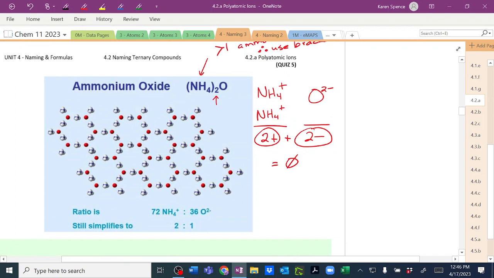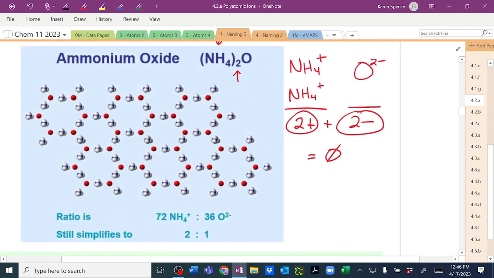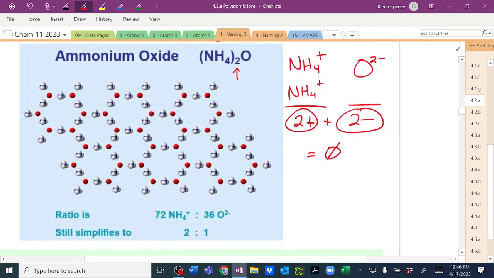And here we have my best attempt at showing a 2D representation of the crystal lattice. I actually went through and cut and pasted each one of these individual little ions and pasted them together so that we had 72 NH4s for every 36 O2s, which still simplifies to a 2-to-1 ratio. There are always 2 ammoniums for every 1 oxide.